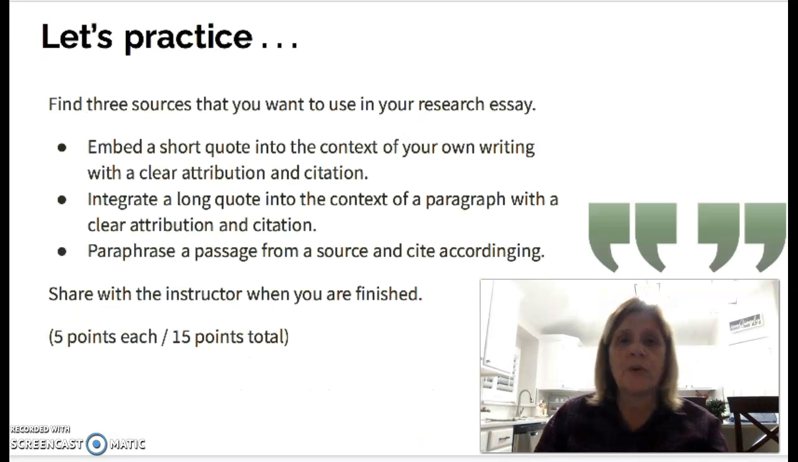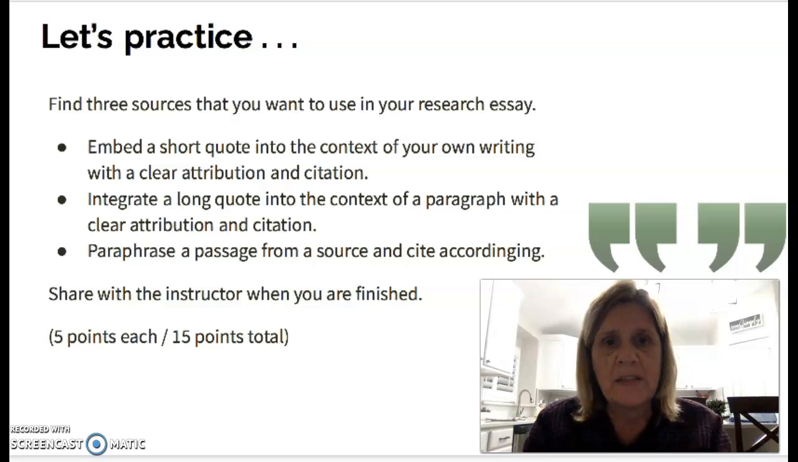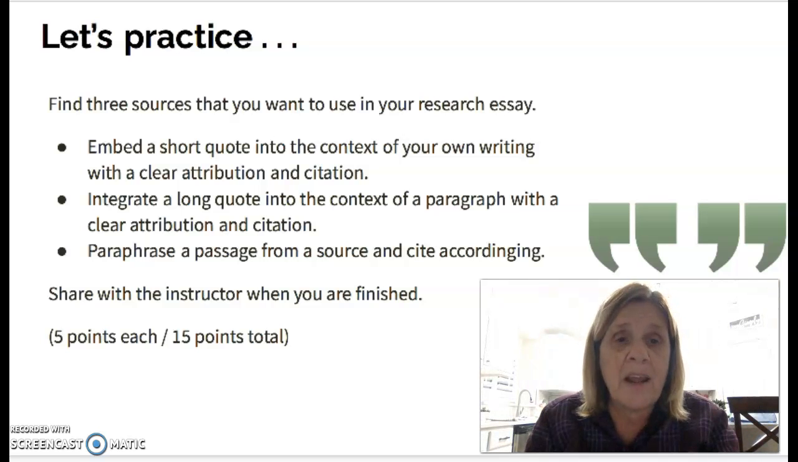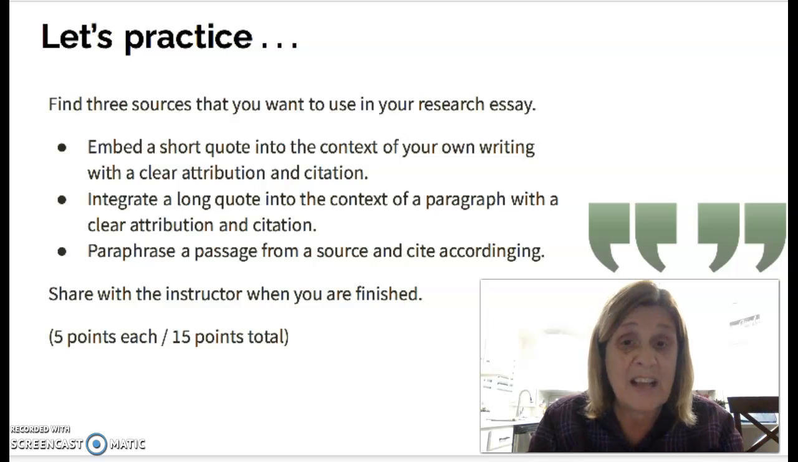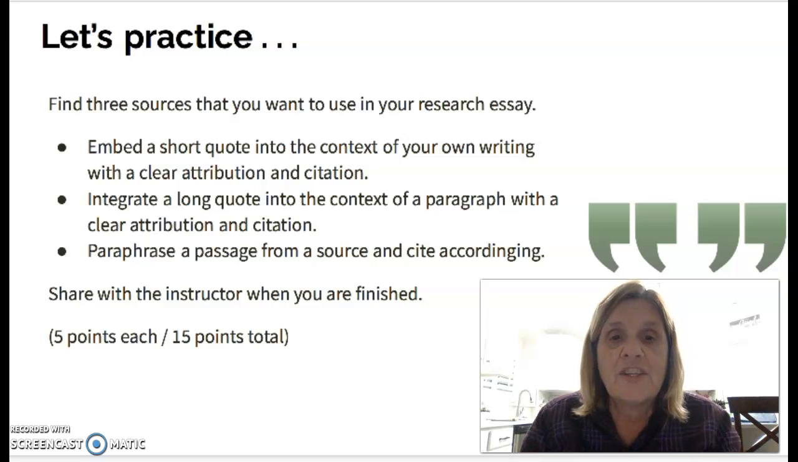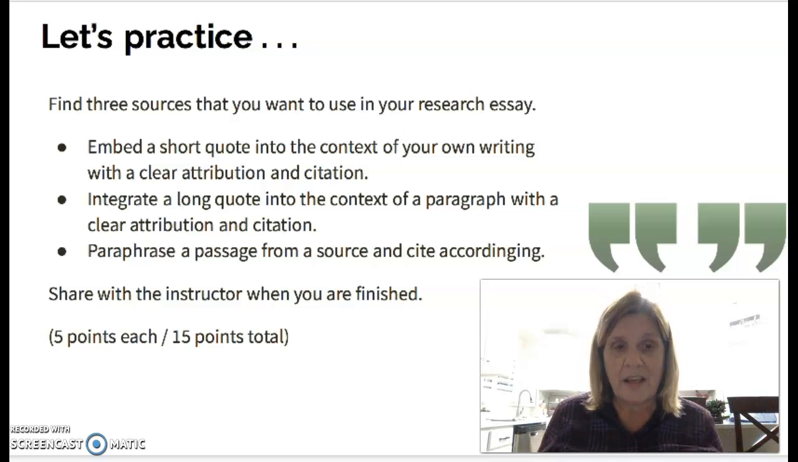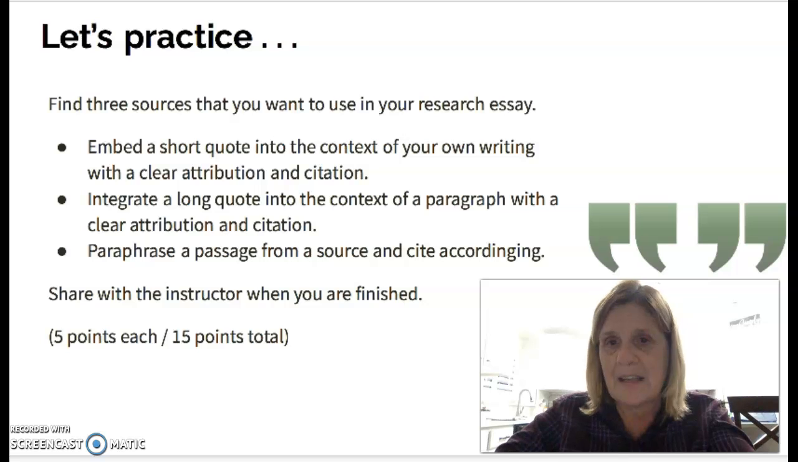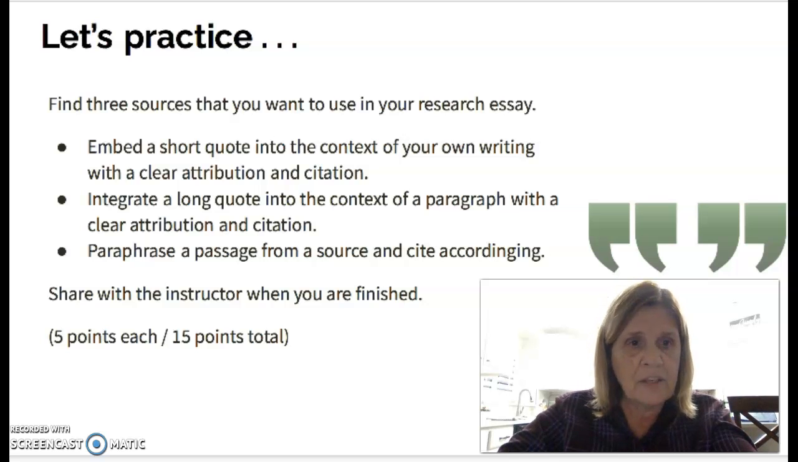So in class, we are going to do an exercise worth 15 points where you're going to pull out one or more of your sources, and you're going to actually practice writing these 3 exercises. It is an assignment that you will turn in to show me that you understand how to integrate quotes. So read the bullets and complete this assignment and turn it into me in the tray or into the class tray.